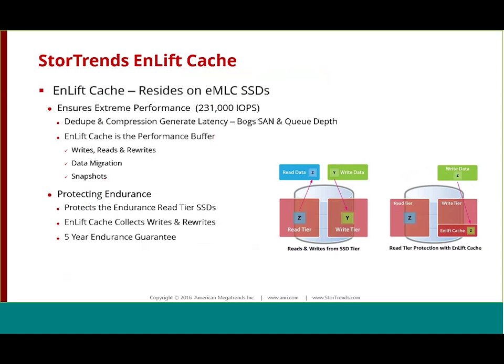But In-Lift Cache is what's known as the performance buffer. If you look at the right side over here, when a write comes in, it goes into the write tier, then it's moved into the read tier, and then the read comes out. The question is, what happens if a rewrite comes in? If you look at the image on the far right, the rewrite comes in as block Z. Instead of sending block Z down to the read tier and bogging the SAN, we send it into our In-Lift Cache. It's a swath that we carve out on our eMLC drives.